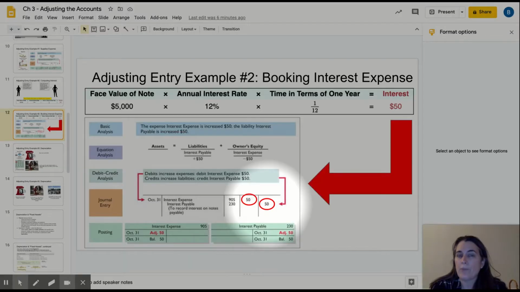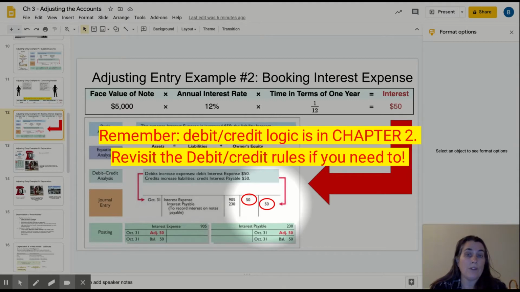Again, if you're a little bit shaky with the debits and credits, just break out those notes. Maybe go back into the book. If you're working in small groups, this maybe is now a time for the researcher on your team to share the screen and you can all revisit the debit credit logic from chapter 2, okay?